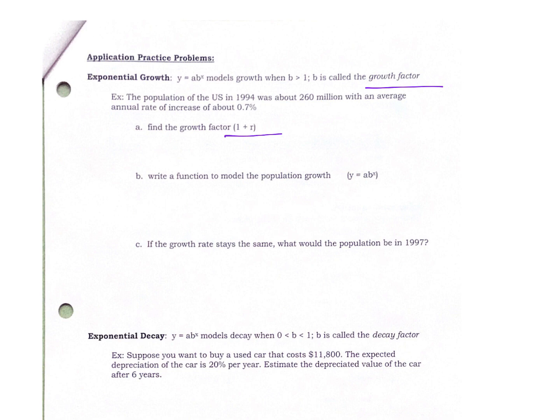It says the population of the U.S. in 1994 was about 260 million. God, that just sounds crazy, doesn't it? With an average annual rate of increase of about 0.7%. All right, so we've got our 260 to begin with. 1 plus, how are we going to write that rate? 0.007, good. So 1 plus 0.007, all raised to the, well, in this case, just the x, right? Actually, here they were just looking for you to do the 1 plus 0.007. I jumped the gun. So that goes here.